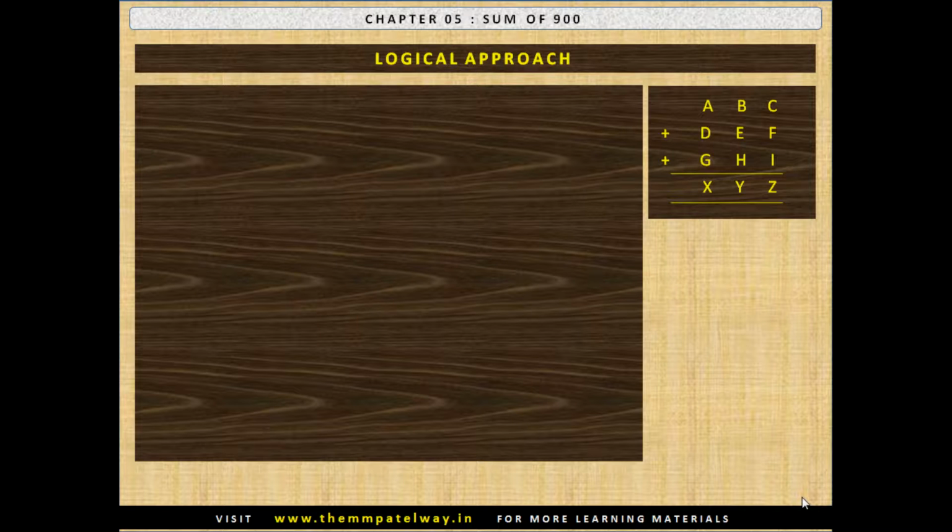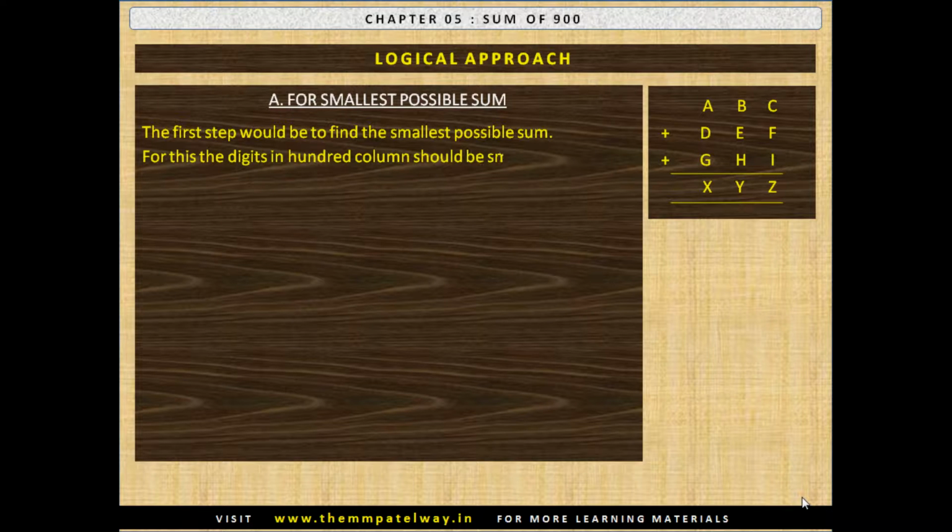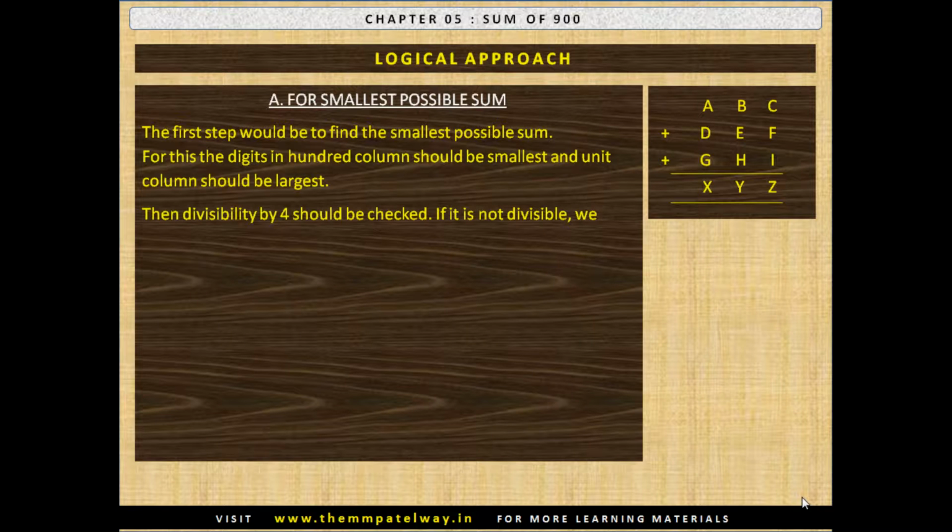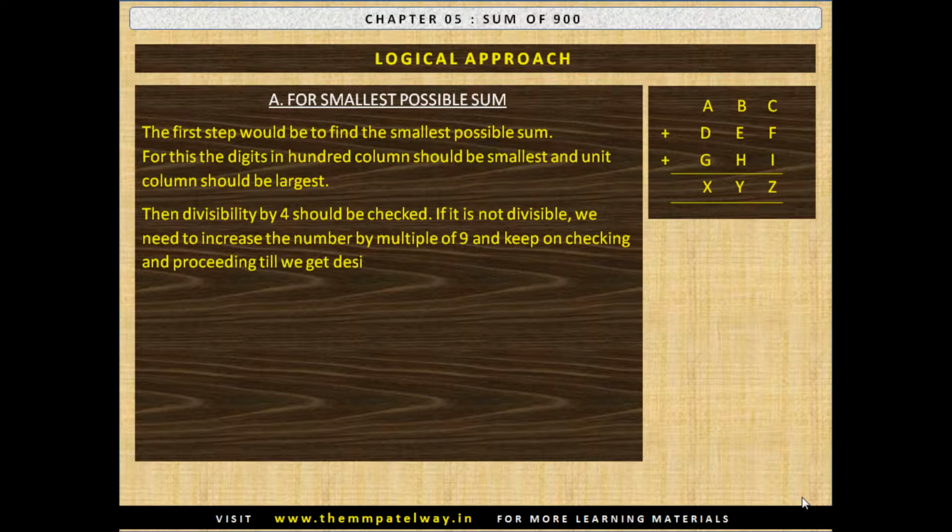Now let us discuss the logical approach. Now we start with the logical approach of getting the smallest possible sum. The first step would be to find the smallest possible sum. For this, the digits in the hundred column should be smallest and the unit column should be largest. Then divisibility by 4 should be checked. If it is not divisible, we need to increase the number by a multiple of 9 and keep on checking and proceeding till we get the desired number.